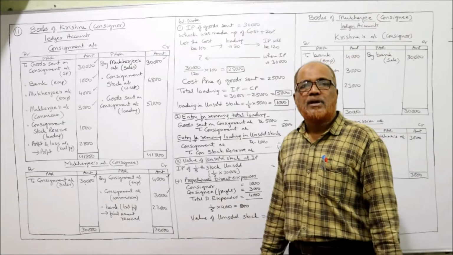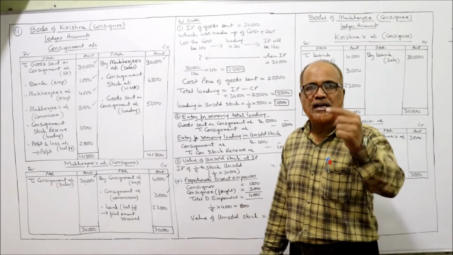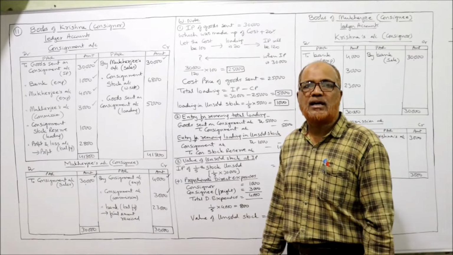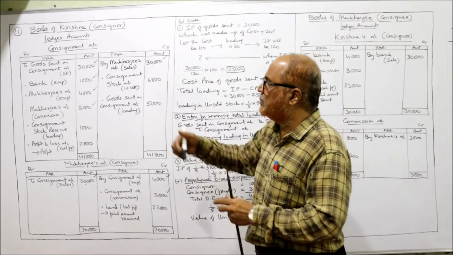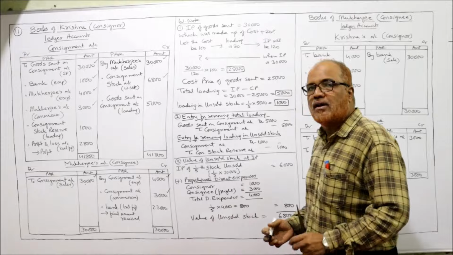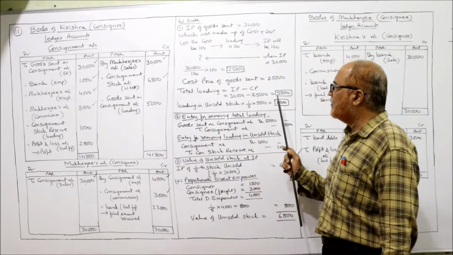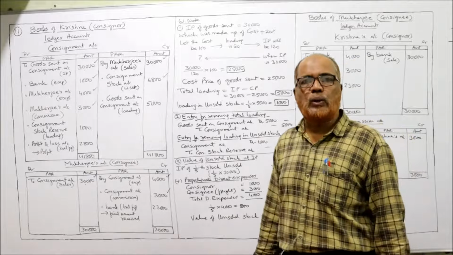So what is the entry? Consignment stock account debit to consignment. So consignment account credit side by consignment stock 6,800. I have taken this. Now we have to remove the loading. How much is the total loading? 5,000 rupees is the total loading.